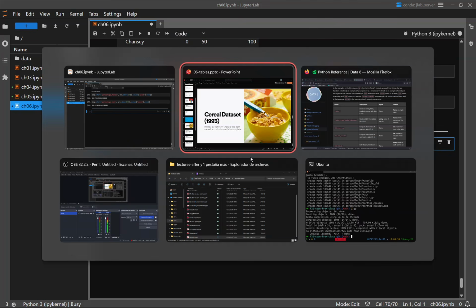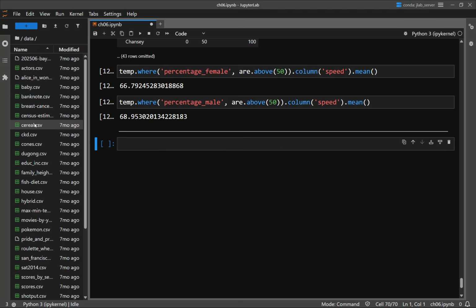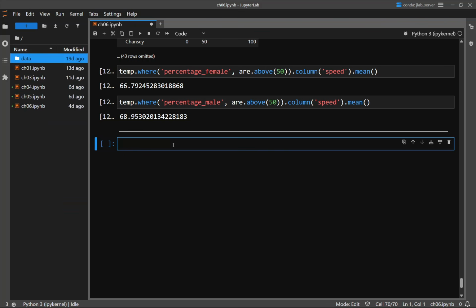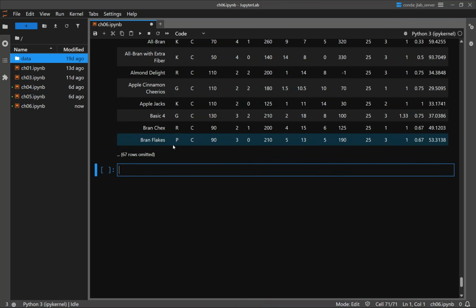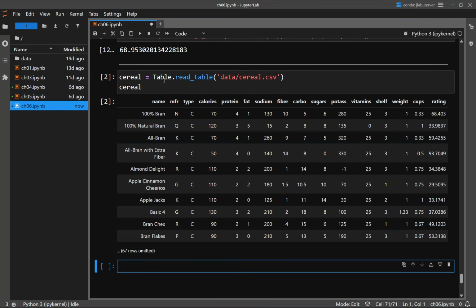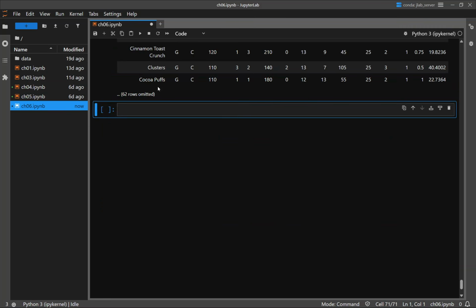And I want to read in the cereal data set. That is in my data folder, /cereal.csv. If you're following along in that temporary page, you do exactly the same, but wherever you have it, read it in, please. So Table.read_table, it's data/cereal.csv. And I'll just call that cereal. There's only 77 cereals that they kept track of back then. But let's see the first 15.